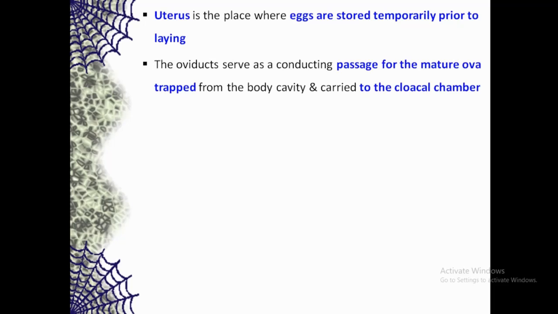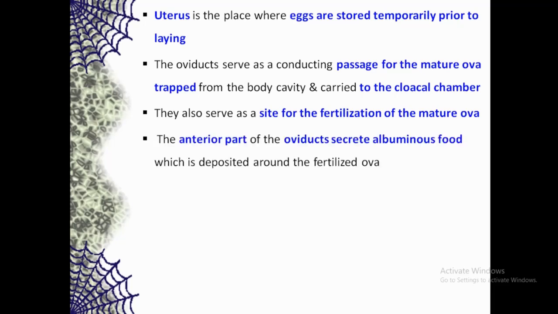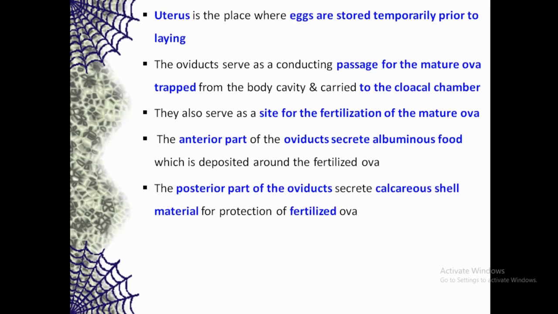The oviducts serve as a conducting passage for the mature ova, which are trapped from the body cavity and carried to the cloacal chamber. Thus, the oviducts also serve as a site for fertilization of the mature ova. The anterior part of the oviducts secretes albuminous fluid which is deposited around the fertilized ova, while the posterior part of the oviducts secretes the calcareous shell material for protection of the fertilized ova.